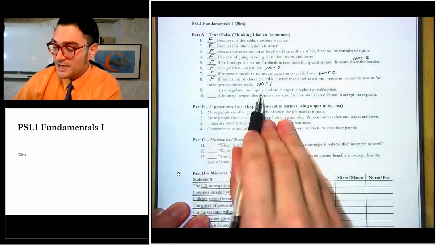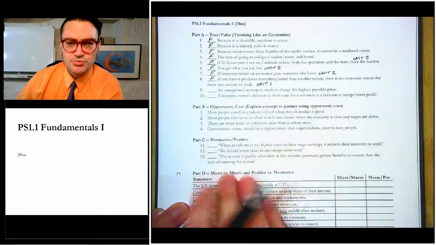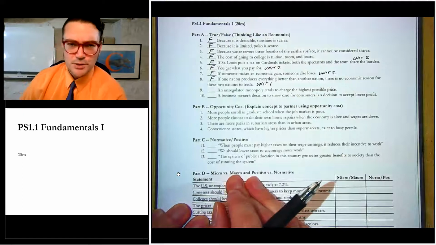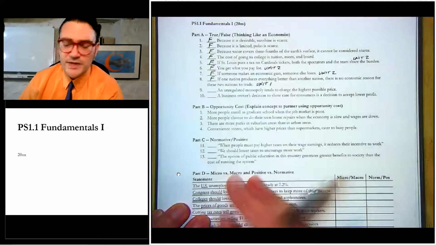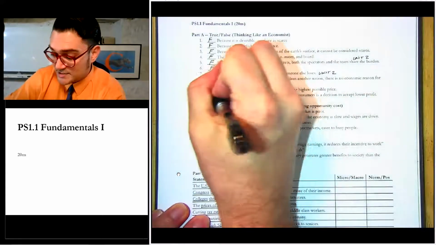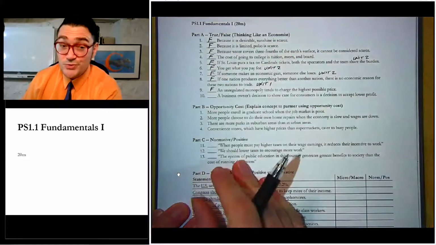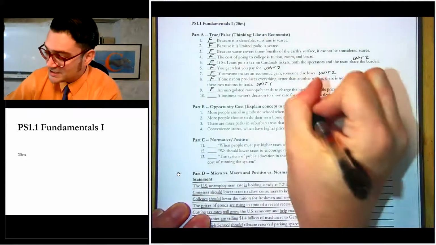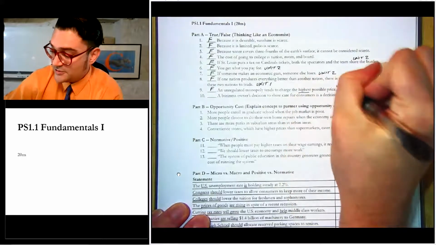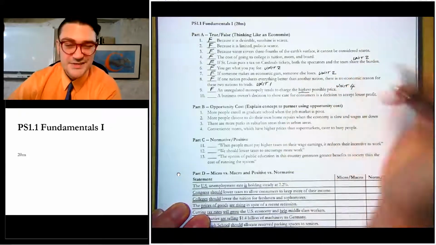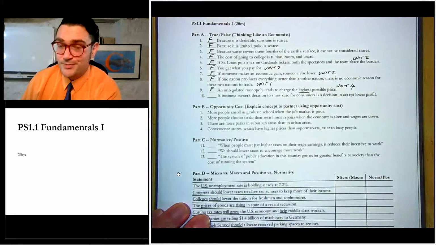An unregulated monopoly tends to charge the highest possible price, right? We learned that, John D. Rockefeller, oh, what a bad guy. No, they don't do that. They don't charge the highest possible price, but they do overcharge, right? So this is the tricky part here. They don't charge the very highest. They just charge over what they should be.